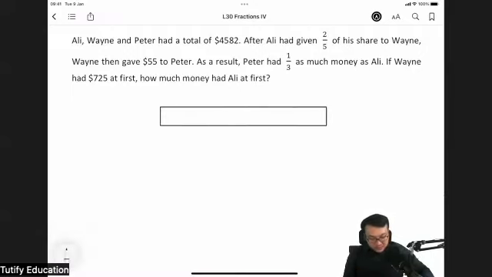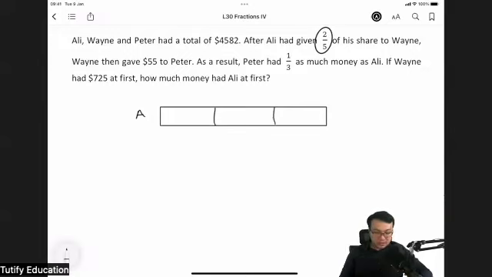Ali, Wayne, and Peter have a total of this. Ali gave 2/5 to Wayne. So, if Ali gave 2/5 to Wayne, how many units should I draw for Ali? 3 units. Why 3? Okay, I draw 3. So, you tell me how to label 2/5. I want to give 2 out of 5.